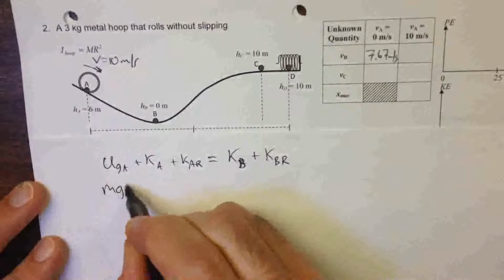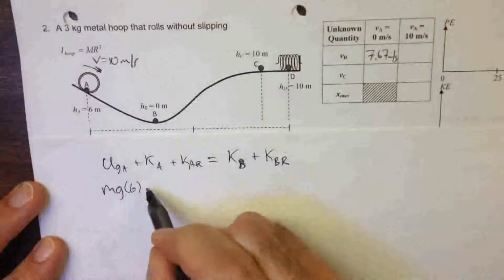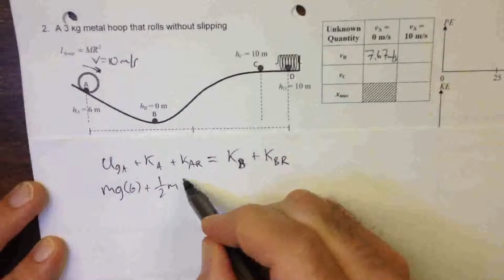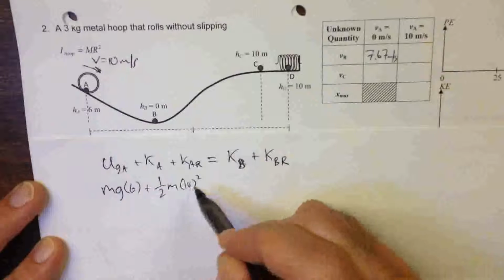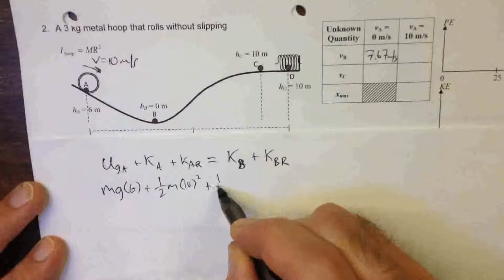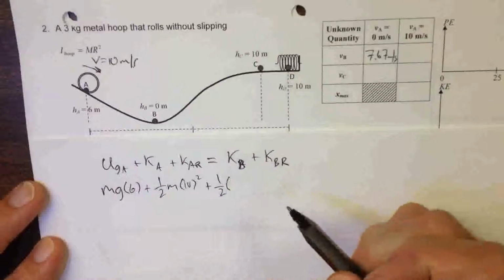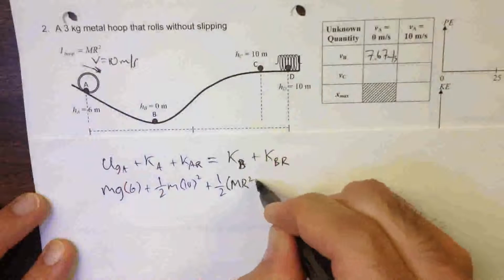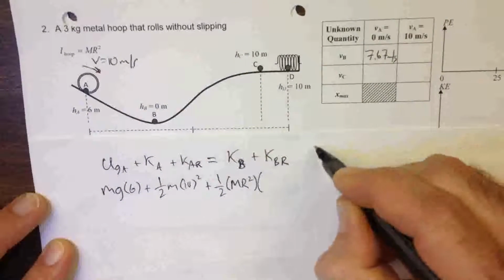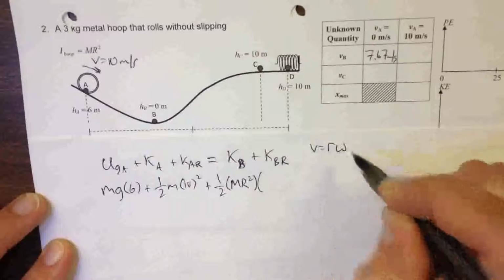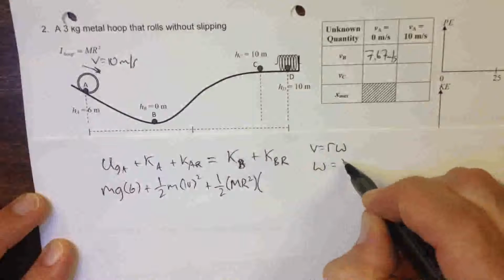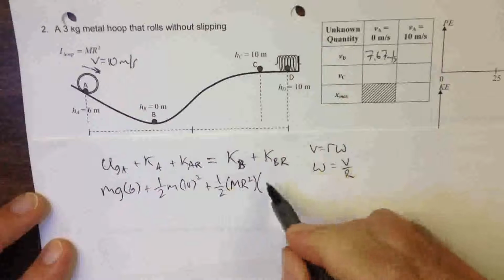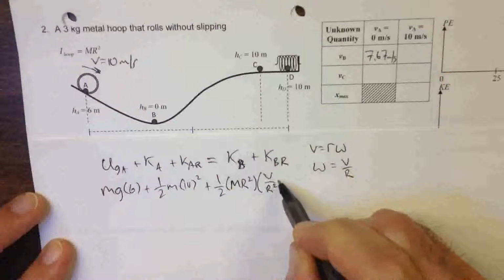So we start out with a height of 6 meters, kinetic energy with a velocity of 10 meters per second, 1/2 mv squared. Now the rotational kinetic energy is I omega squared, where the I is of the hoop, mr squared, and since V equals R omega, that means that omega equals V divided by R. So we're going to substitute, instead of 1/2 I omega squared, we're going to use V over R squared.